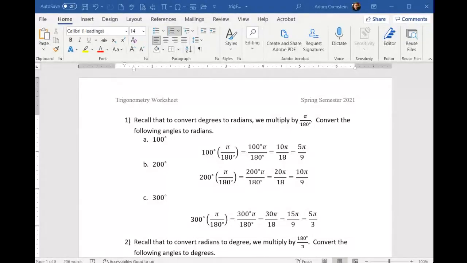Okay, so here what we want to do, remember, is convert degrees to radians, okay? Now, to do that, we have to multiply by pi divided by 180 degrees, okay? That's what you want to do. So we're going to do that to convert these angles to radians.